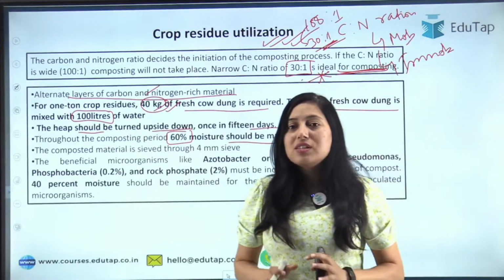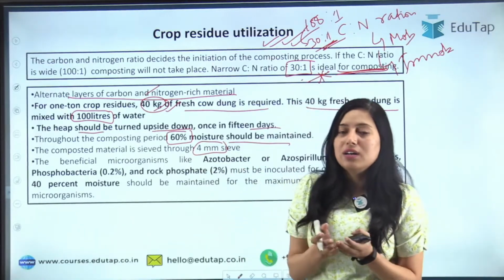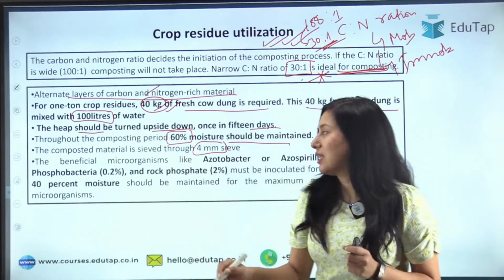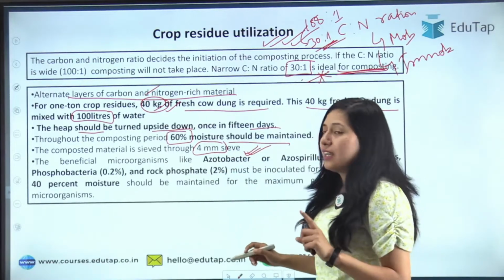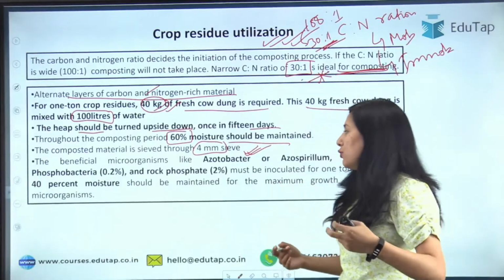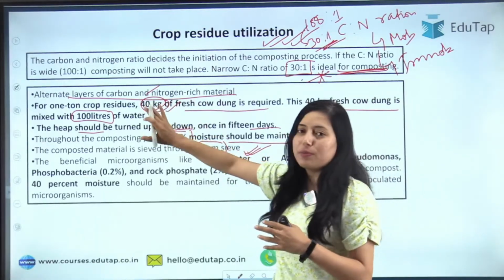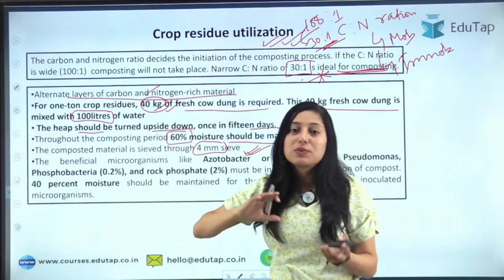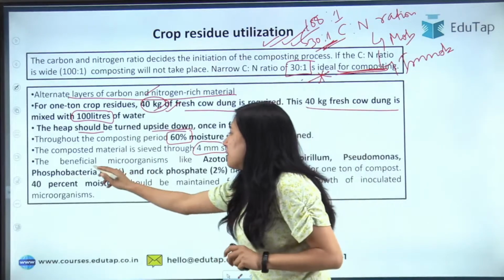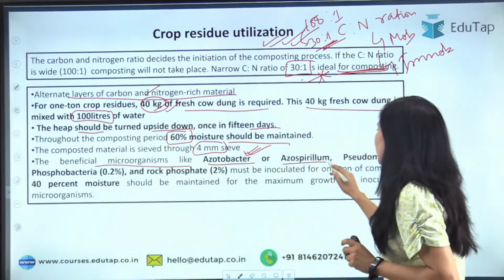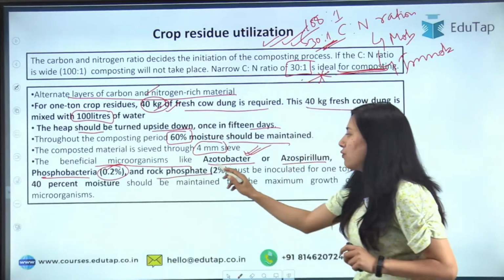Okay, in that compost 60% moisture should be maintained. Clear? And after your compost is ready, you have to filter that compost through a 4 mm sieve. Clear? Now if you want to make enriched compost, means you want some additional benefit from the compost that you are going to apply in your field, you can add some beneficial microorganisms like Azotobacter, Azospirillum, Pseudomonas, phosphobacteria 0.2% and rock phosphate 2%.